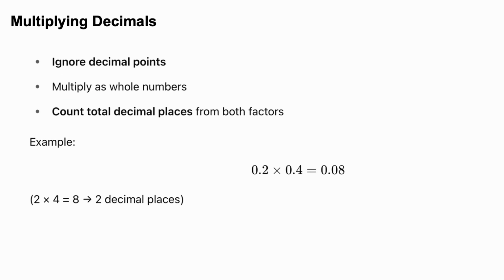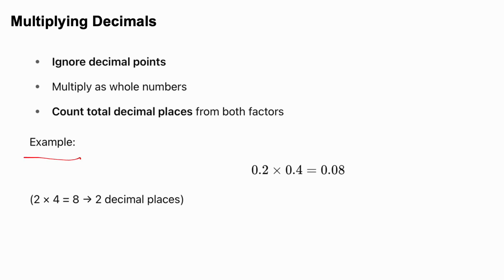Multiplication of decimals now. When multiplying decimals, the easiest trick is to ignore the decimal points at first and just multiply the numbers as if they were whole numbers. Once you have done that, count the total number of decimal places from both the numbers. So let us look into this example.